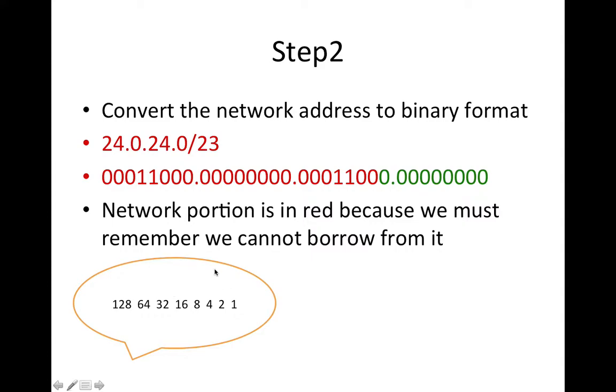Now, in this slide, what I have done is just converting the base network into its binary representation. 24 is 16 plus 8, then 0, 24, and 0. Subnetting is borrowing from the host portion of the IP address that has been given to us. I have highlighted the network portion in red to remind me that I cannot borrow from that portion of the address. I can only borrow from the green part.